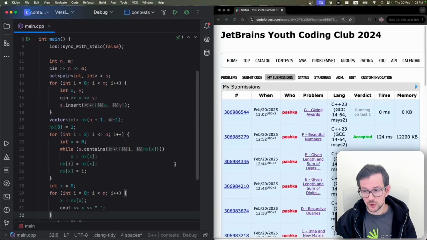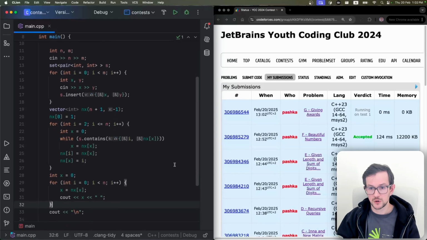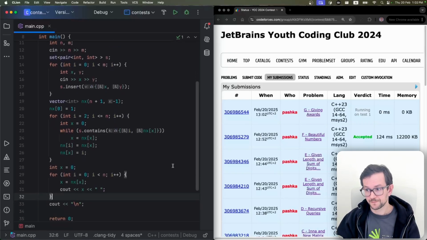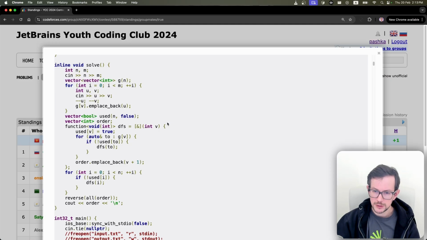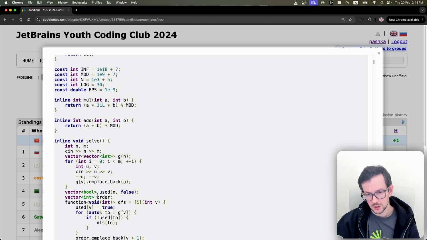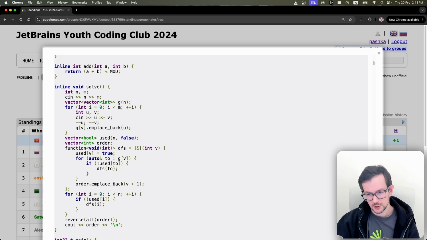Again, good for you if you solved problem G. Good result. It's an interesting problem if you never saw it before, especially if you found this solution by yourself. Very good. Let's check your solutions. Interesting. So using DFS. Just normal DFS.